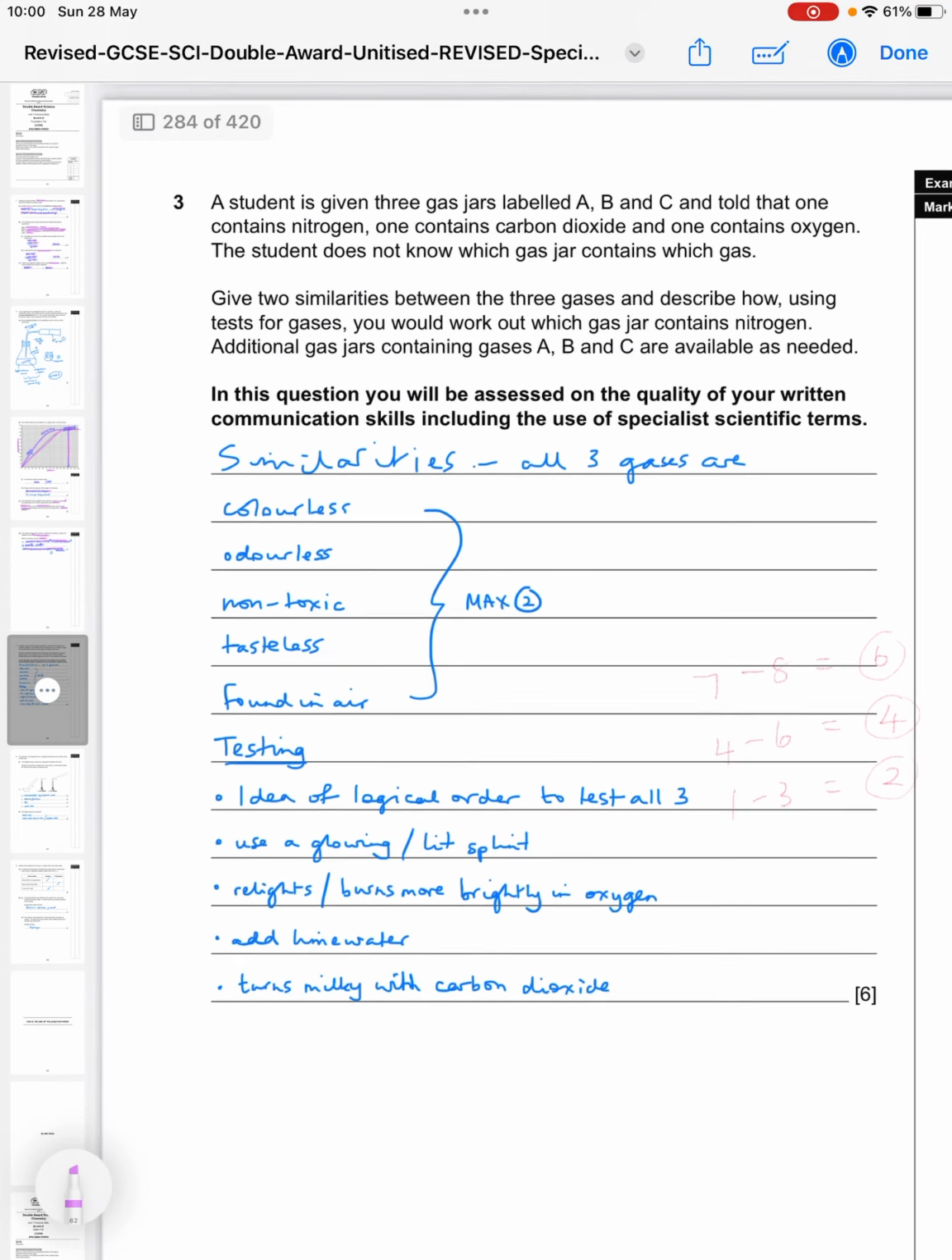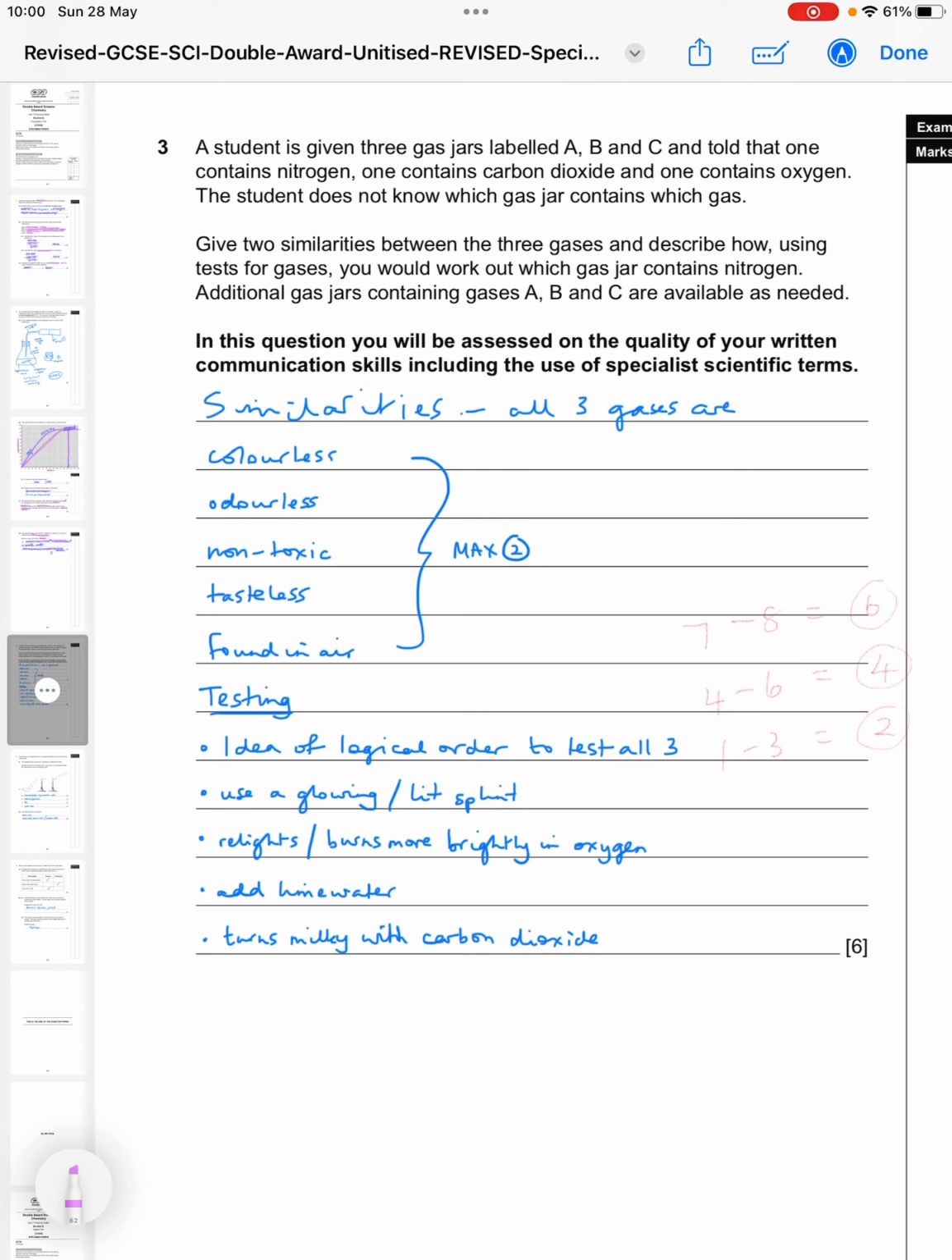Question 3. A student is given 3 gas jars labelled A, B and C and told that one contains nitrogen, one contains carbon dioxide, and one contains oxygen. The student doesn't know which gas jar contains which gas. So we have nitrogen, carbon dioxide, and oxygen in these. Give two similarities between the three gases and describe how, using tests for gases, you would work out which gas jar contains nitrogen. Additional gas jars containing A, B, and C are available as needed.